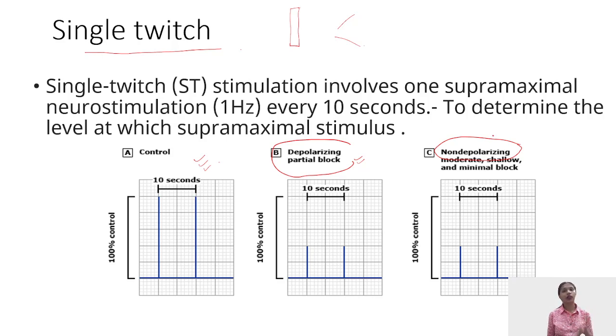This is the single twitch. The single twitch these days is not clinically used. The only utility of the single twitch, if asked, is to determine the supramaximal stimulus. Done? It is given at a supramaximal current at a frequency of 1 Hertz.